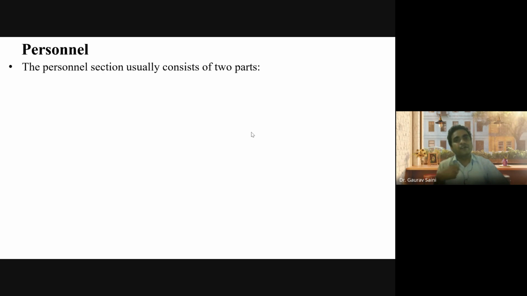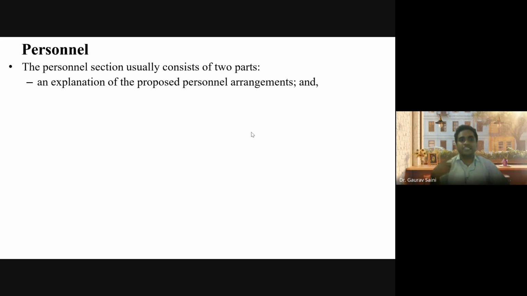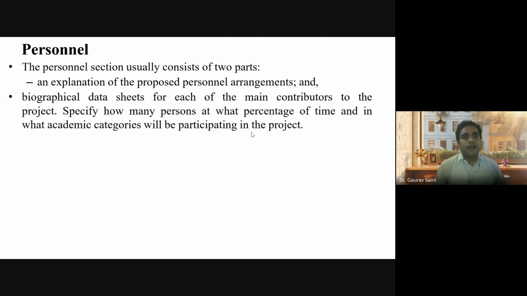Next is the personnel requirement, because this is the part of your budget that has to be taken care of very effectively. So the personnel section usually consists of two parts. First is an explanation of why you need that particular personnel. The explanation should be justified clearly. Next are biographical data sheets for each of the main contributors to the project. Specify how many persons, at what percentage of time.